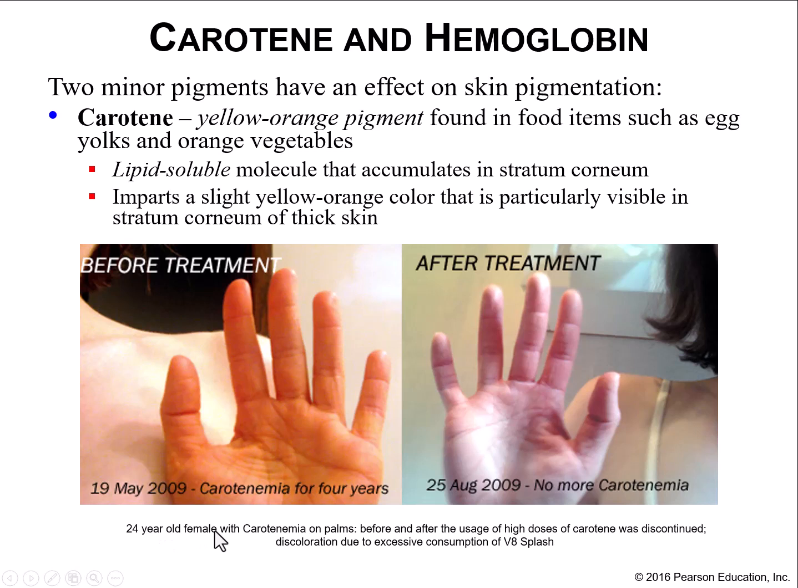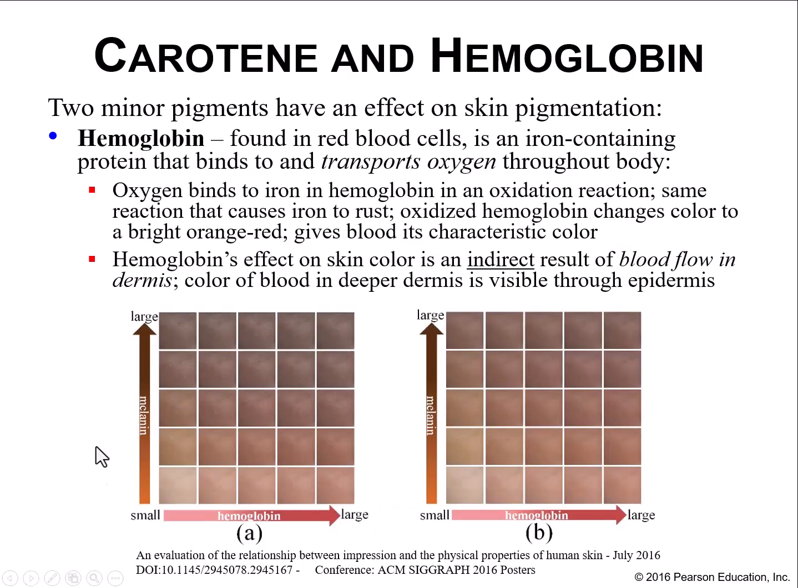And this is a 24-year-old female with carotenemia of the palms, and she did that because she consumed way too many V8 Splashes. Another pigment that also contributes to skin color is hemoglobin, and that is found in our red blood cells. It transports oxygen, and you can see it when you exercise. When you get flushed and warm, your face gets red and your skin will sometimes get red, and the paler you are, the more you're going to see the contribution of hemoglobin to your skin color.